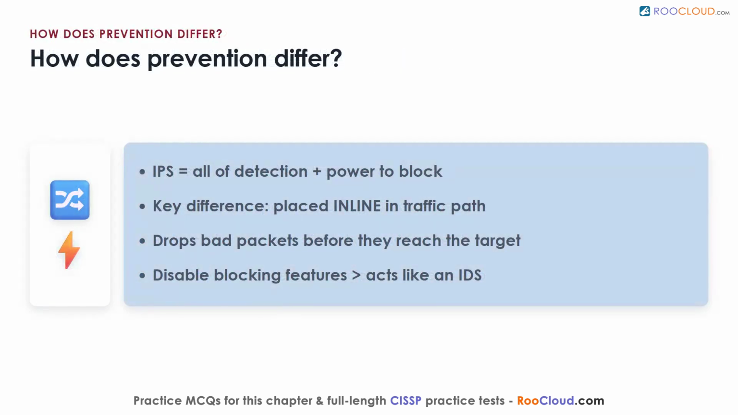So how does prevention differ from detection? An intrusion prevention system includes everything a detection system does, then adds the power to stop or block an attack outright. The key distinction is placement. A true prevention system sits inline, directly in the traffic path. So every packet must pass through it, and it can drop the bad ones before they reach the target. If you disable those blocking features, it simply behaves like a detection system again. Picture a security checkpoint standing in the only doorway, not a camera watching from the corner.